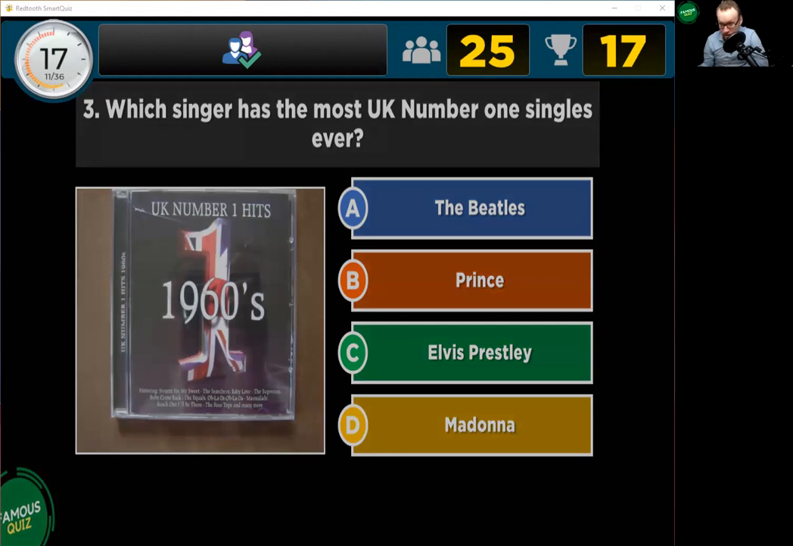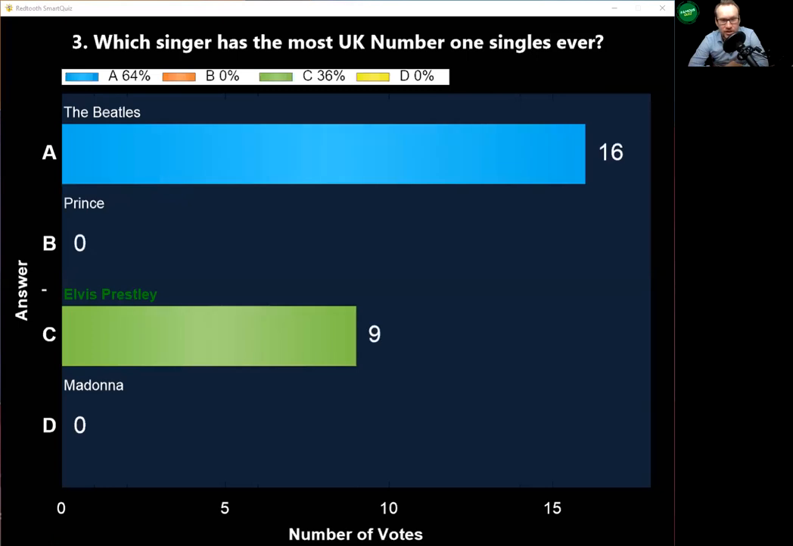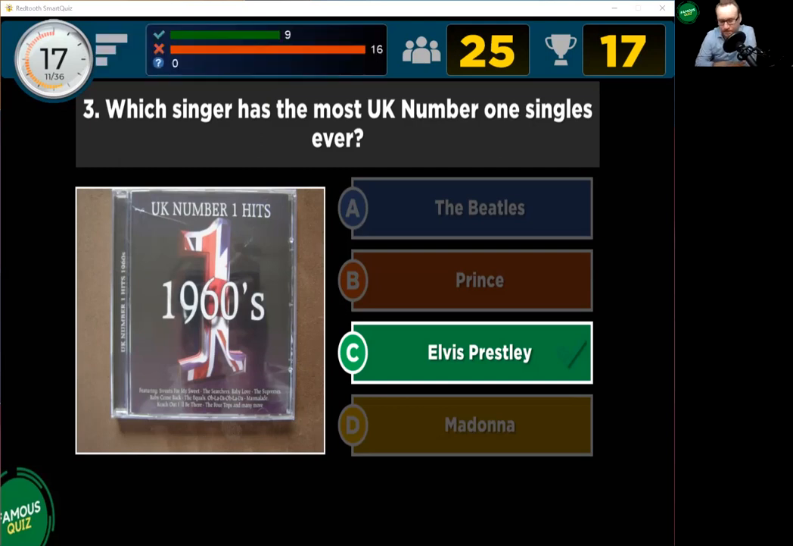Let's see how many you answered. The Beatles or Elvis Presley? So 16 people are saying the Beatles, but 9 is Elvis Presley. And the correct answer is Elvis Presley. So it's a very tough race because the Beatles have 17 #1 singles, but Elvis has 18 #1 singles. So one single more. So sadly, yes, that's Elvis Presley.